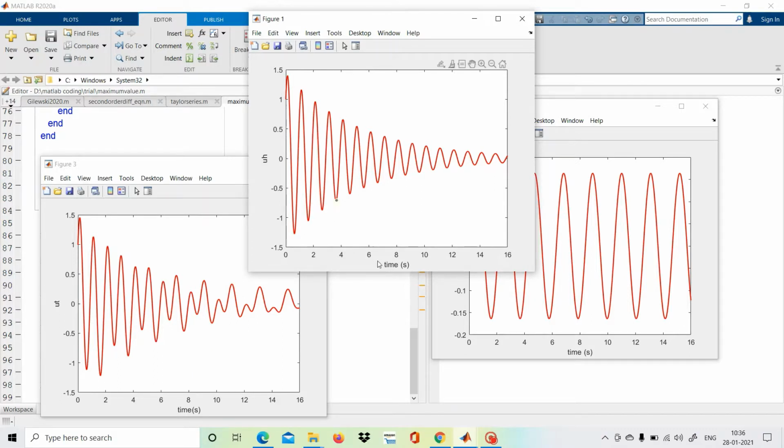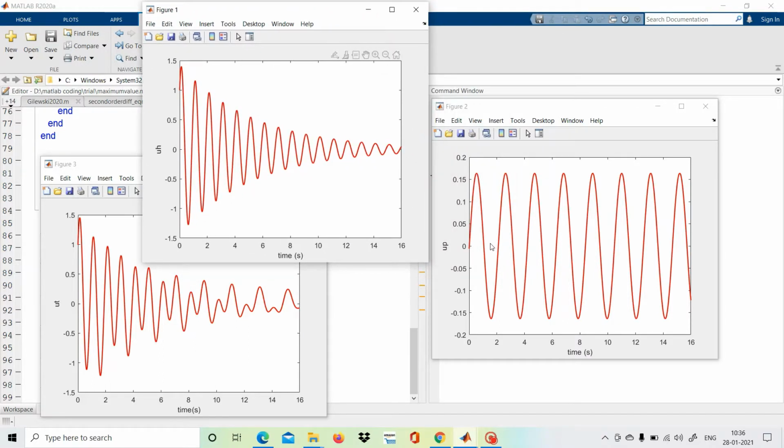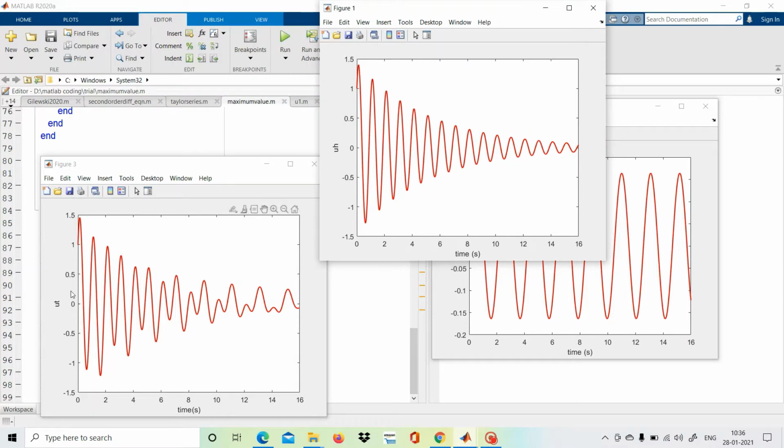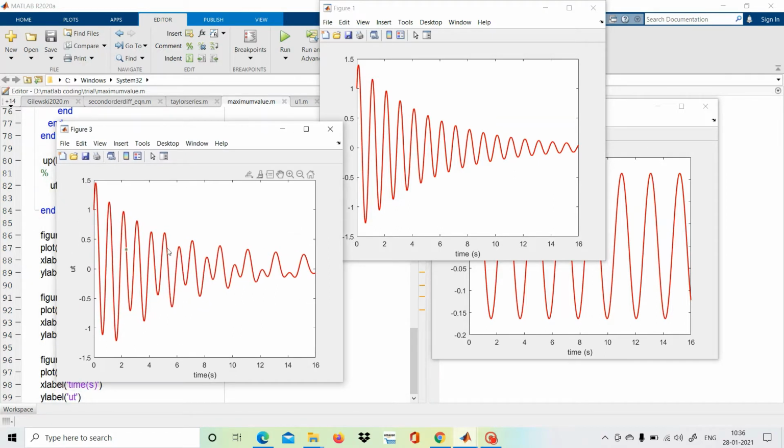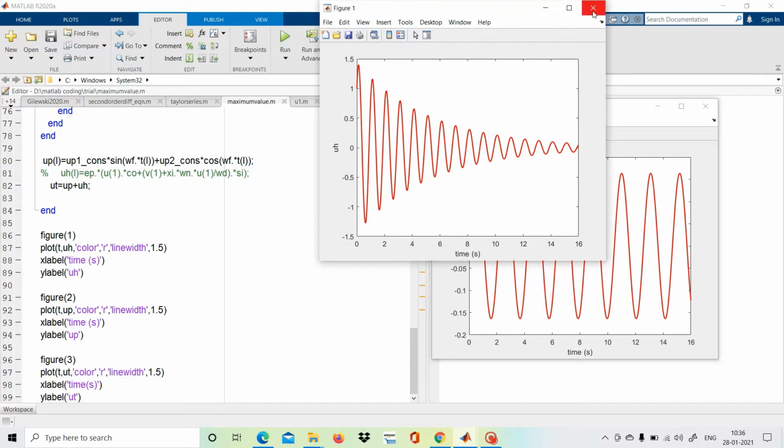So we can see that with respect to time it is decaying, and then there is up, the particular solution, with respect to time there is no change. Okay, so it is the particular solution, and we can see here that the total solution is the sum of both homogeneous and particular solution. So our total solution is this. In this manner it will fluctuate. So that was our underdamped case.